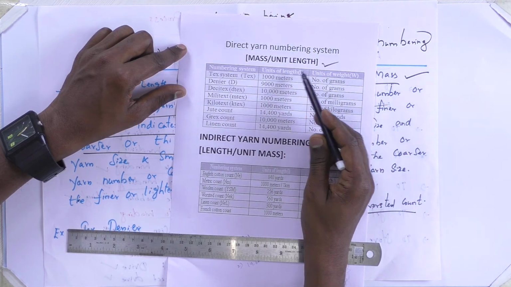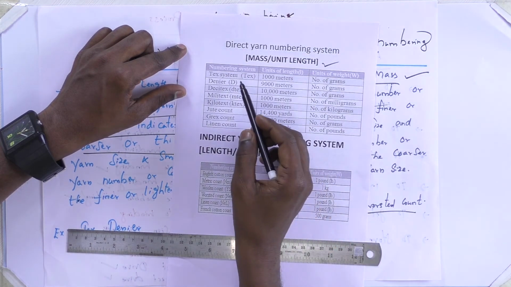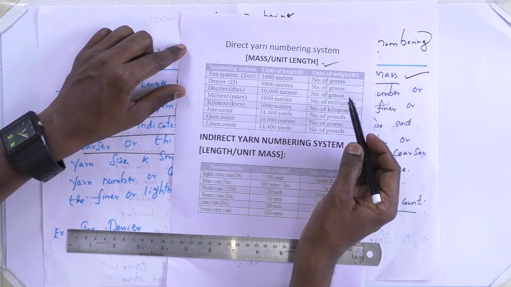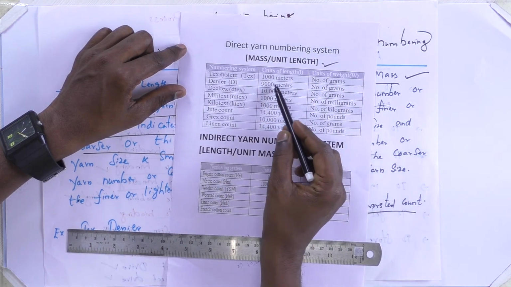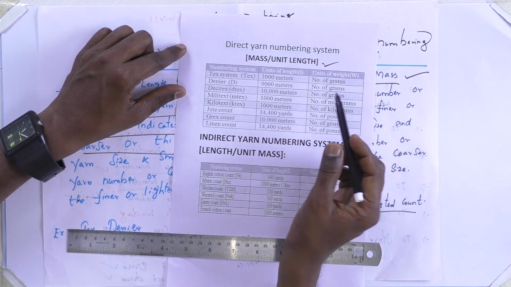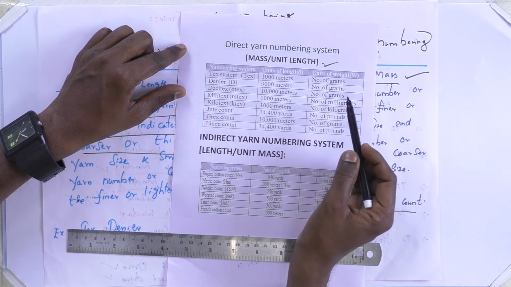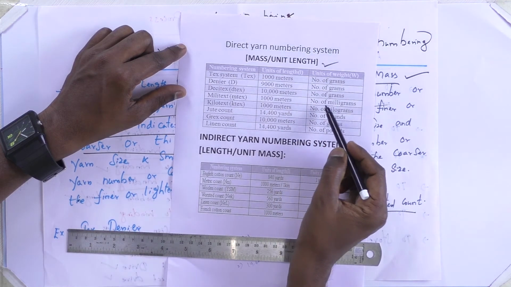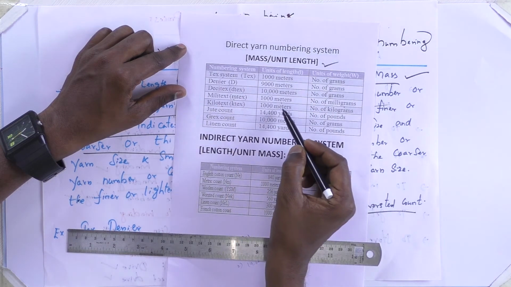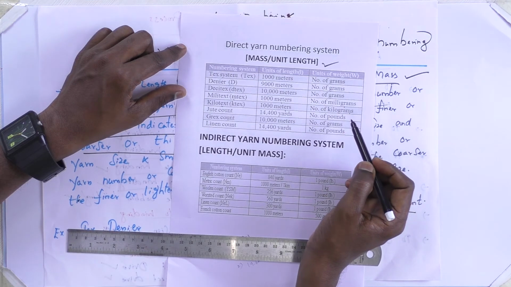Here the units of length and units of weight for each system are given. For example, Tex system, the length is 1000 meters, weight is in number of grams. In Denier, length is 9000 meters, weight is number of grams. Decitex, 10,000 meters, weight is in number of grams. Millitex, 1000 meters, weight is in number of milligrams. Here Kilotex, length is 1000 meters, weight in number of kilograms.